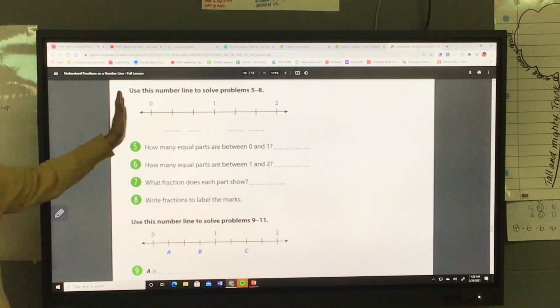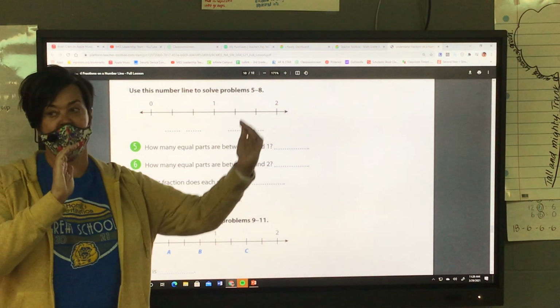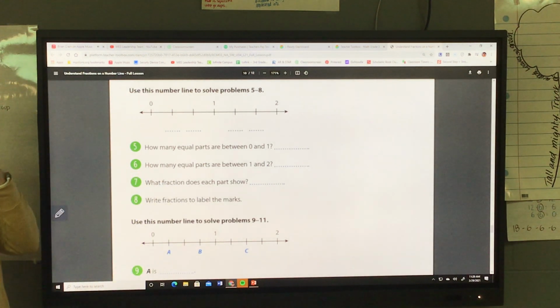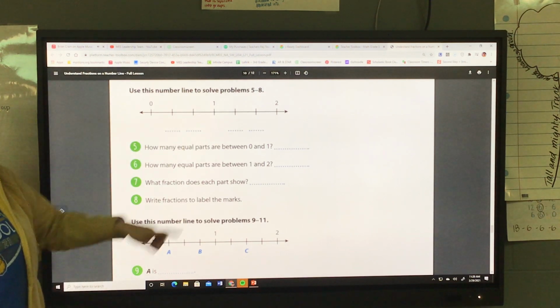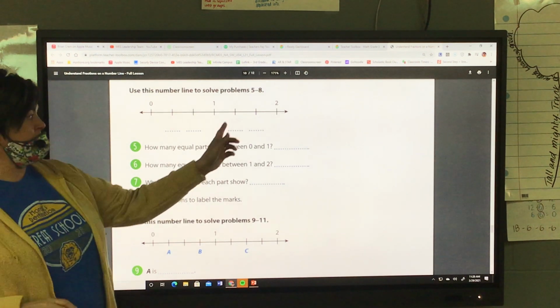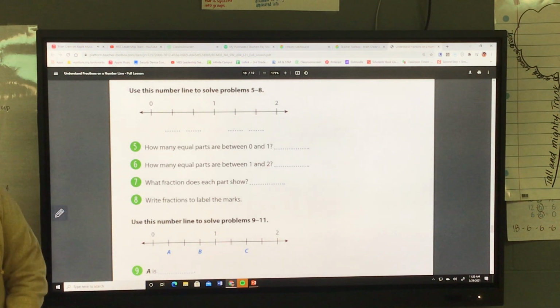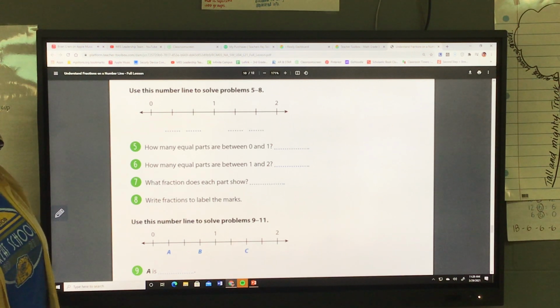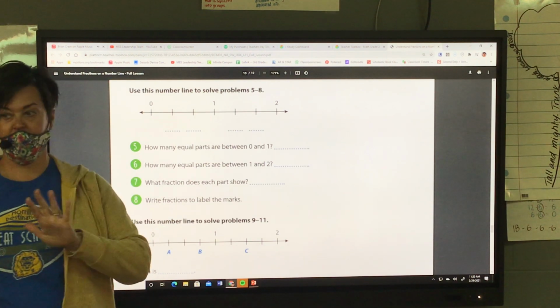Okay, look at 5. So now it's not just 0 to 1, it's 0 to 1 and then 1 to 2. How many equal parts are there between 0 and 1? Write down how many equal parts there are. And then for number 6, how many equal parts are there between 1 and 2? Okay, does everybody have 5 and 6 done?